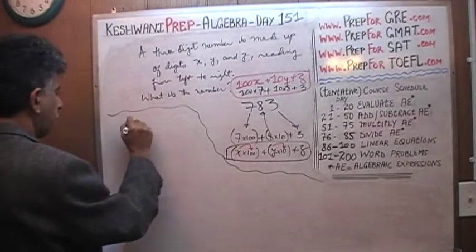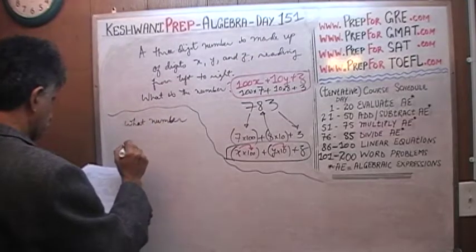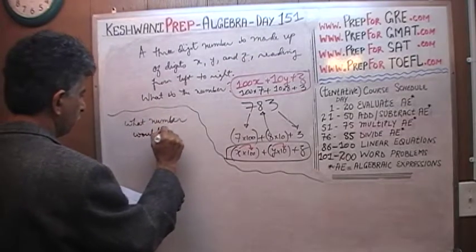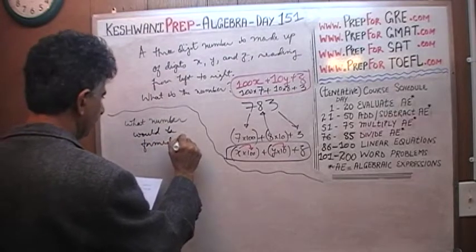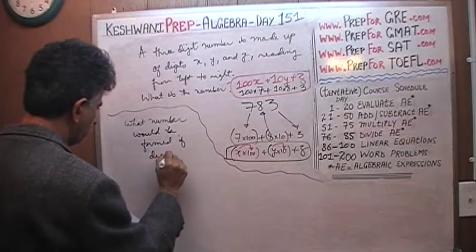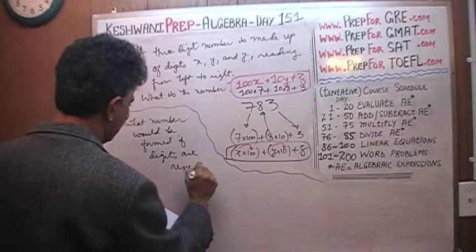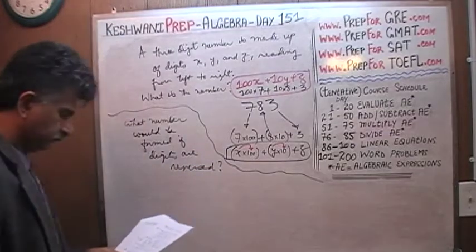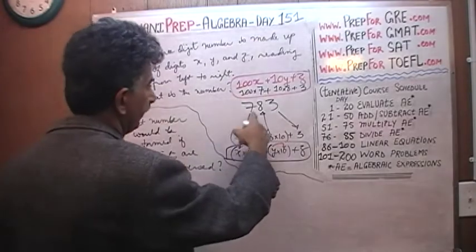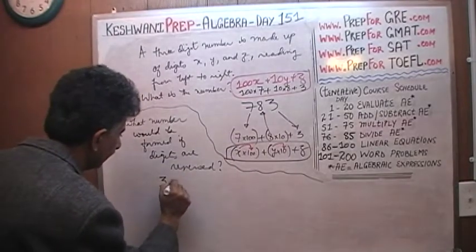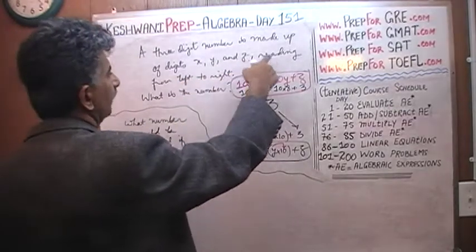What number would be formed if the digits are reversed? Well, if the digits were reversed, then our 783 will become 387. Now keep in mind, x, y, and z reading from left to right.